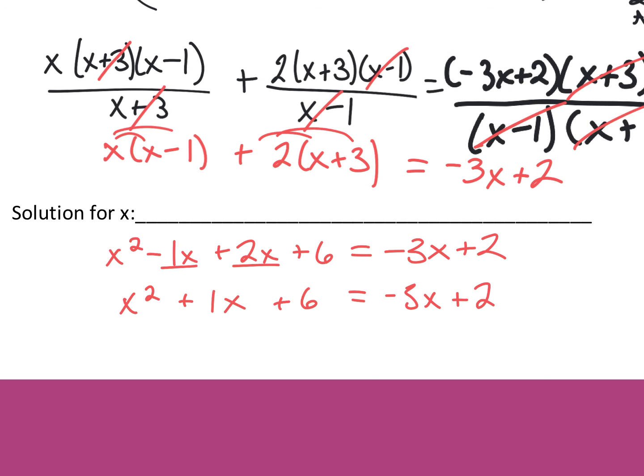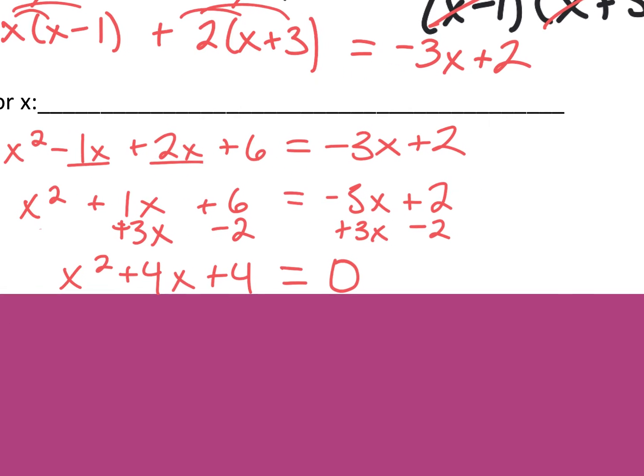Okay, and now this leads us into what we're going to end up doing next class. So I went ahead and introduced it, just so it's not super scary next class. But this is what it's going to look like. When we have an x squared involved that does not cancel, that means we've got to get everything to one side and factor. There's going to be a couple of these on the test, so we have to know how to do it. So we want to move this 3x over, and we want to subtract this 2 over. So we end up with x squared plus 4x plus 4 equals 0.